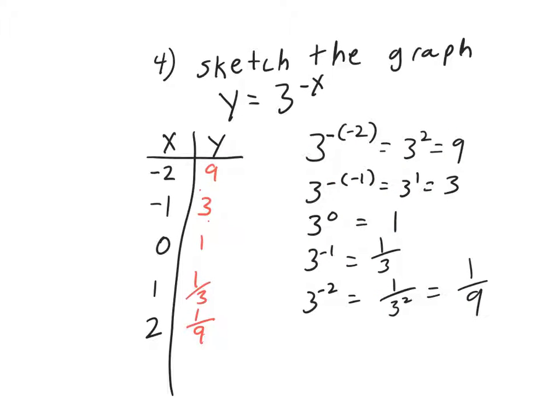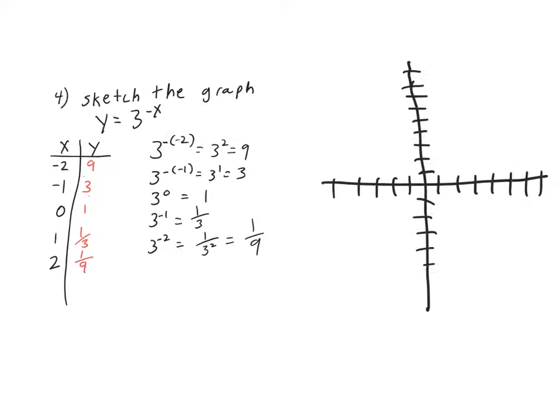Okay, number 4 says sketch the graph y equals 3 to the negative x power. So I went ahead and I made a table. So I used negative 2, negative 1, 0, 1, and 2 for x. And I came up with 9, 3, 1, 1/3, and 1/9 for the y. So now all I have to do is take the values from the table and plot them on my graph.